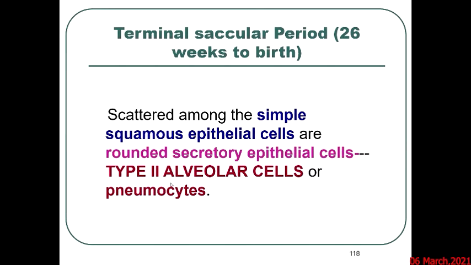Now, scattered among the simple squamous epithelial cells are rounded secretory epithelial cells, type 2 alveolar cells, or type 2 pneumocytes. They also come from the endoderm of the yolk sac. What is the function of these type 2 alveolar cells? To secrete surfactant, which reduces the surface tension of the alveoli, so that the alveoli will not collapse fully after the first inhalation.